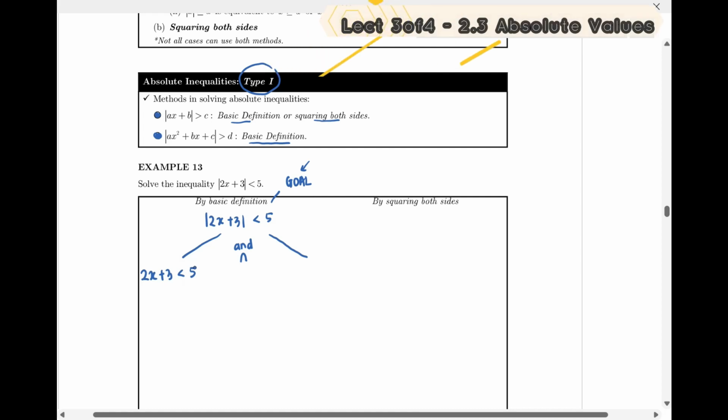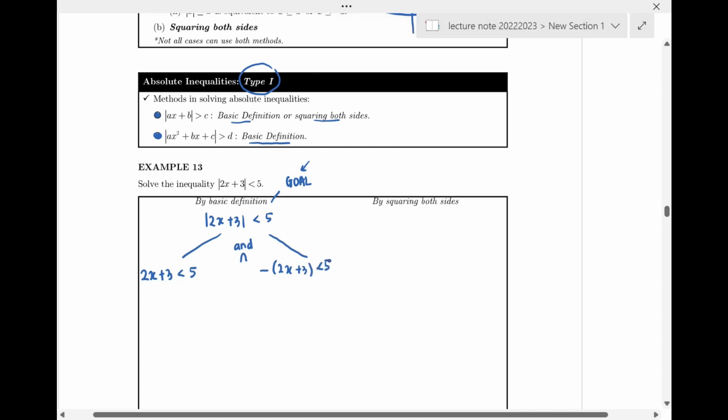So first the positive one: 2x plus 3 less than 5. Another one is for negative: negative of 2x plus 3 less than 5. So we need to solve each of these inequalities separately. So here we have 2x less than 2, then x less than 1. Settled for the first one.